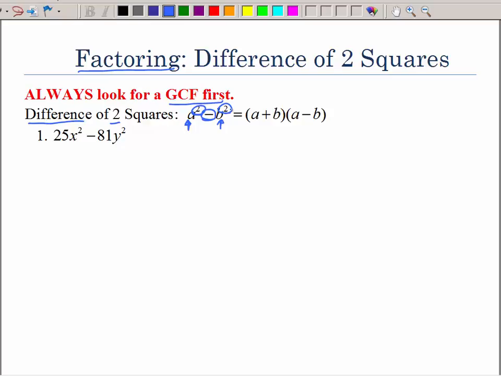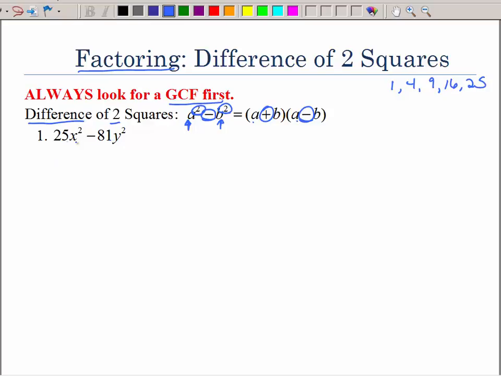Again, to review your perfect squares, that would be like 1, 4, 9, 16, 25, etc. So the way you factor the difference of two squares is you have two binomials where a times a is the first square, b times b is the second square. One has a plus sign, one has a minus sign. It's really very easy. So let's look at this first example.